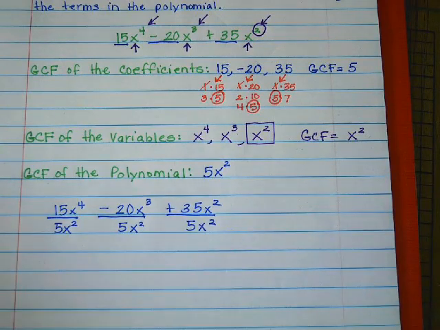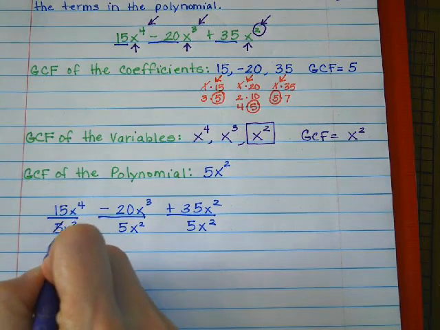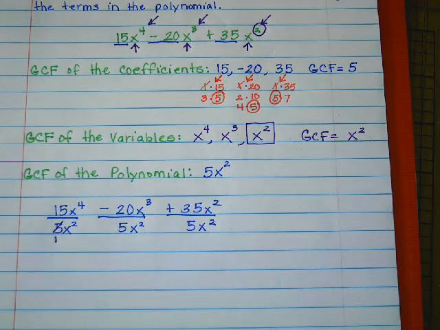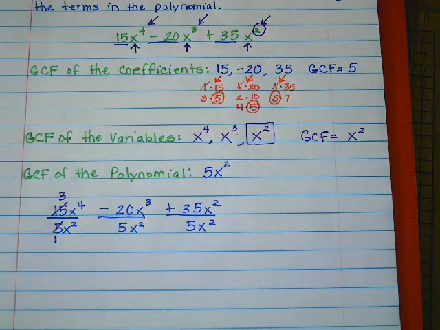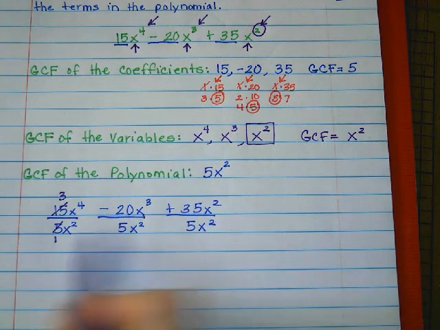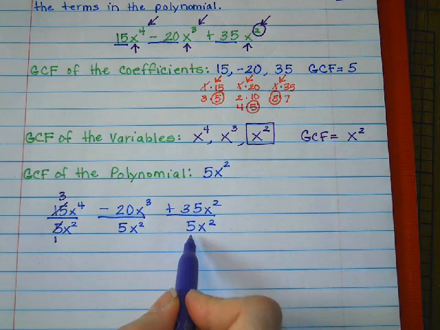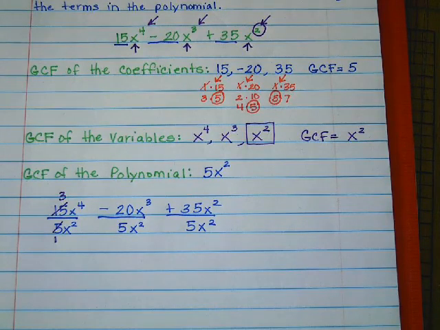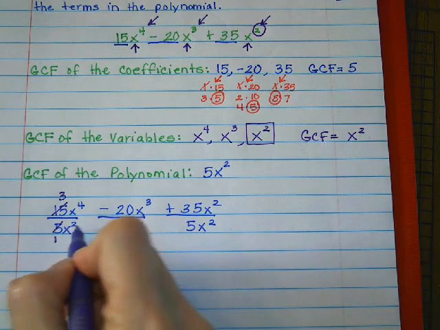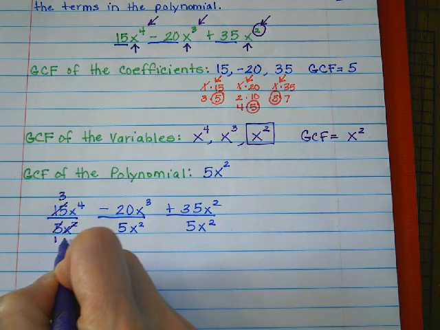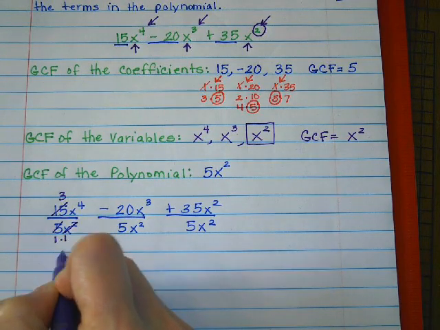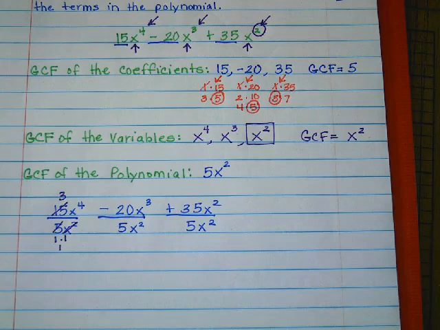All right, so now we're going to go ahead and simplify. So 5 divided by 5 we know is 1. 15 divided by 5 is 3. And each of these top numbers must be divisible by the number that we choose for our GCF of the polynomial, otherwise we pick the wrong GCF. x to the 2nd divided by x to the 2nd is x to the 0, which is equal to 1. And 1 times 1 is 1.